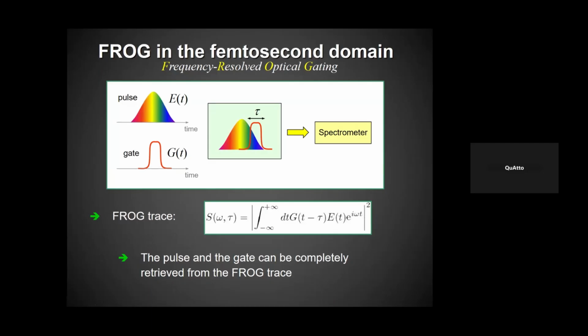one can also apply, let's say, not only visual inspection of the trace, a real retrieval algorithm, the frequency resolved optical gating. In this case you use the pulse that you want to characterize, and you consider a gate. In our case, the gate is given by the action of the infrared field. The photoelectron spectrum that we measure is essentially represented by this equation, where we have a cross correlation between the electric field and the gate.